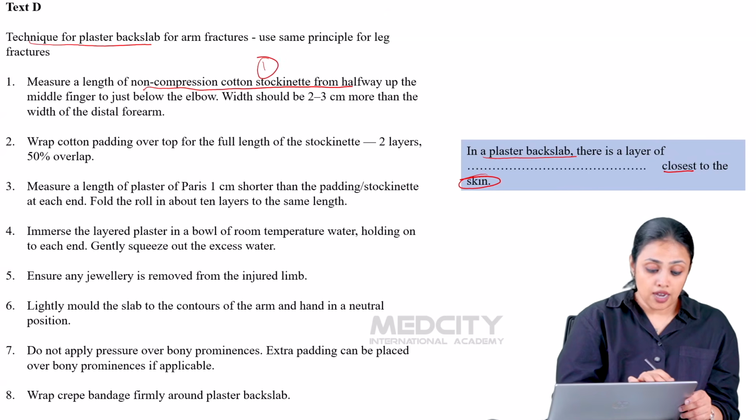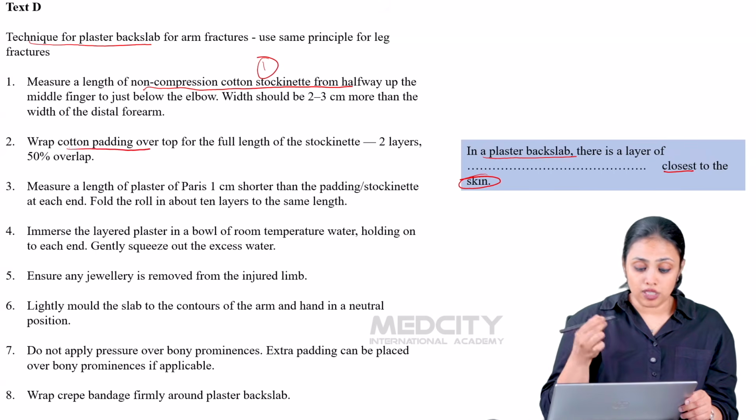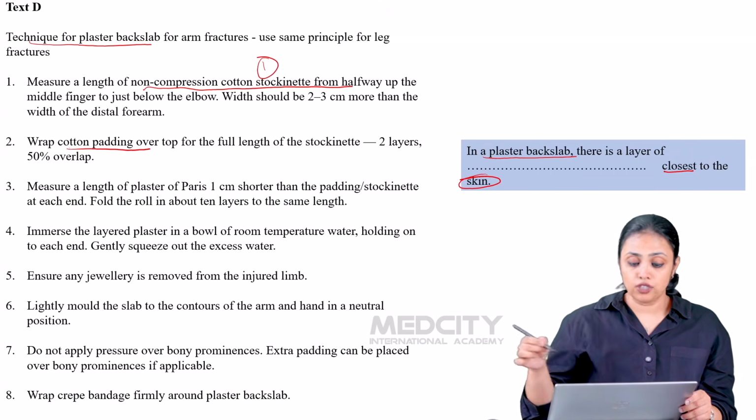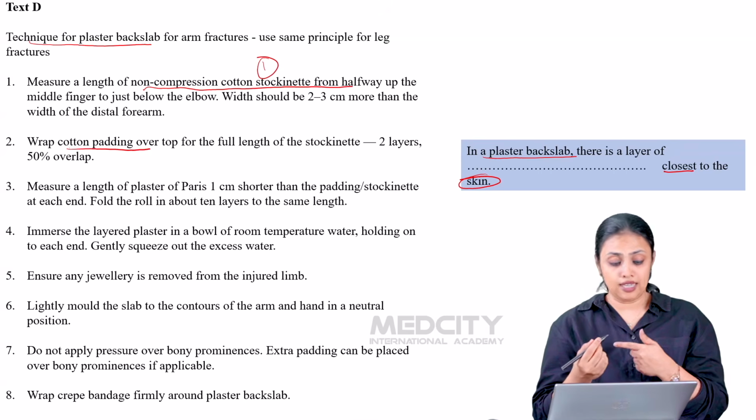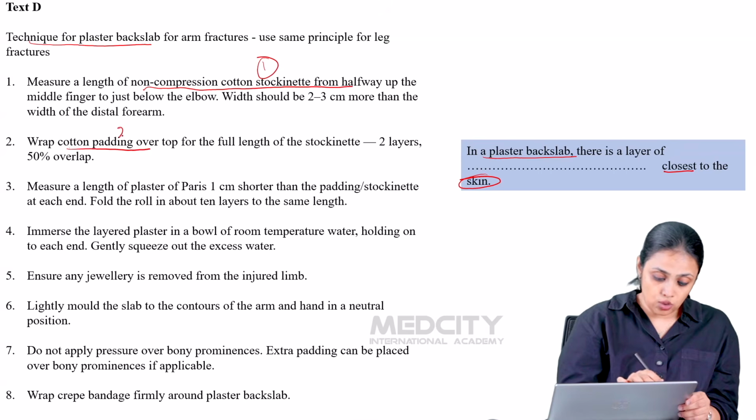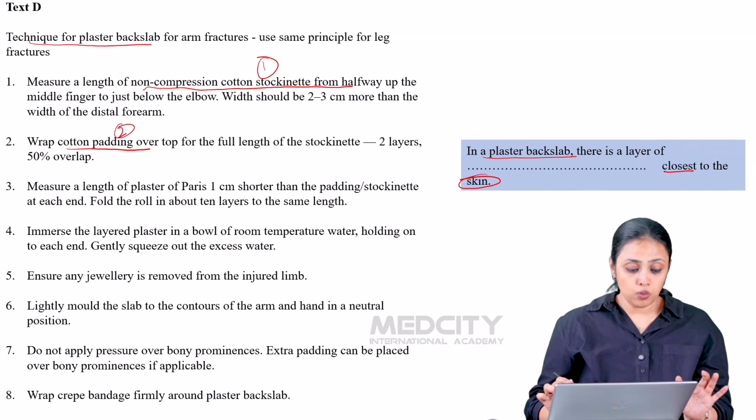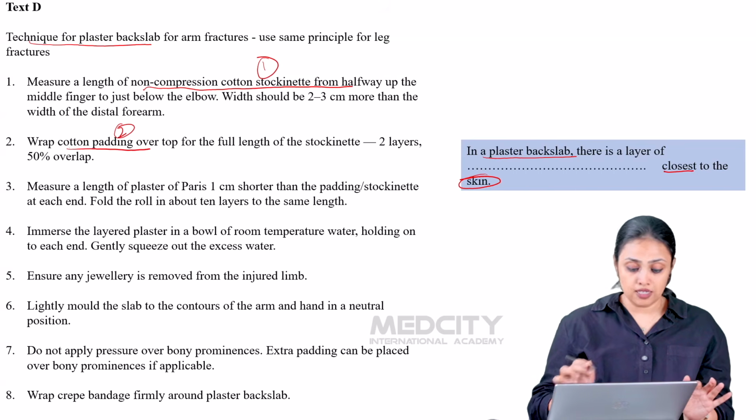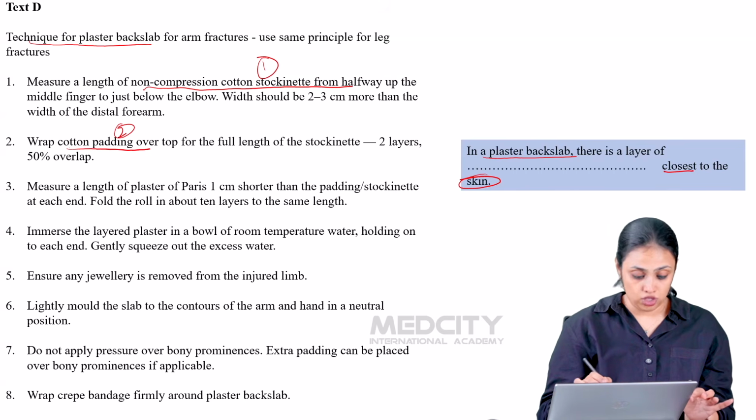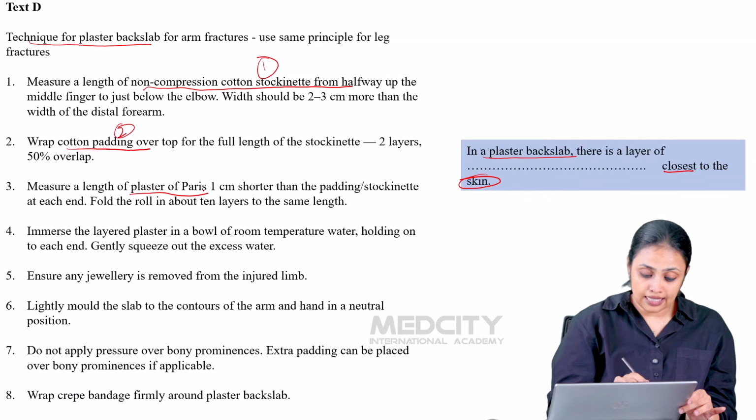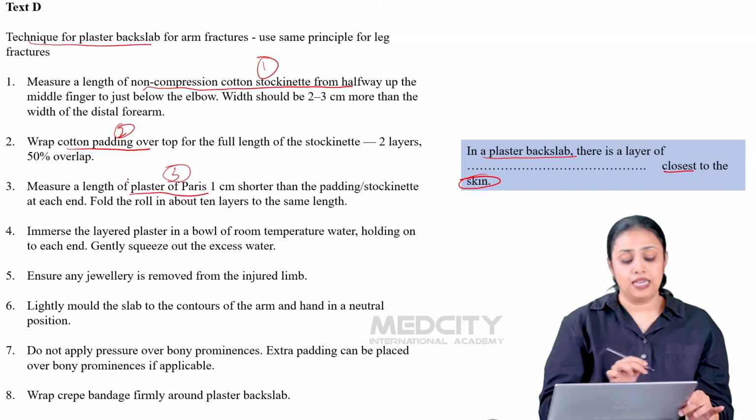Then what is done? Wrap cotton padding over top for the full length of the stockinette. Then on top of the stockinette, cotton padding is added. So this is the second layer. Then what? Measure a length of plaster of Paris 1 centimeter shorter than the padding or stockinette, which means that the third layer is plaster of Paris.